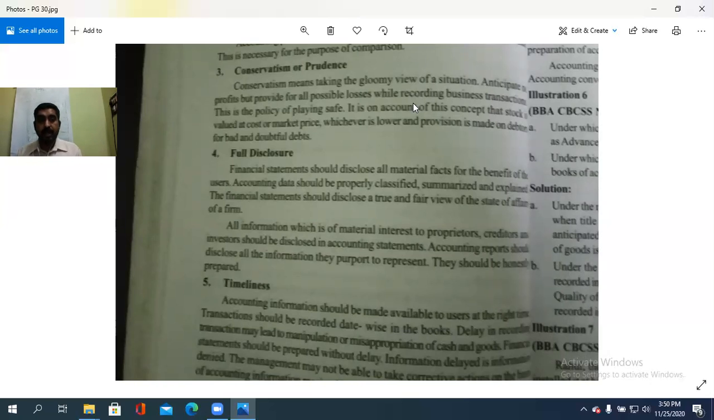Accounting data should be properly classified, summarized, and explained. And the financial statement should disclose a true and fair view of the state of affairs of a firm, the true and fair view of the firm's current position, that is to be disclosed. So that is the full disclosure of the material facts.